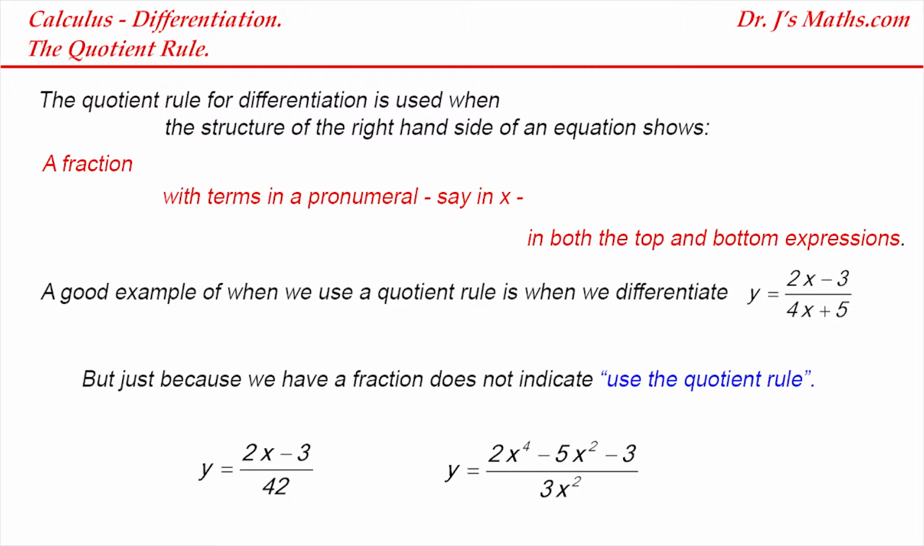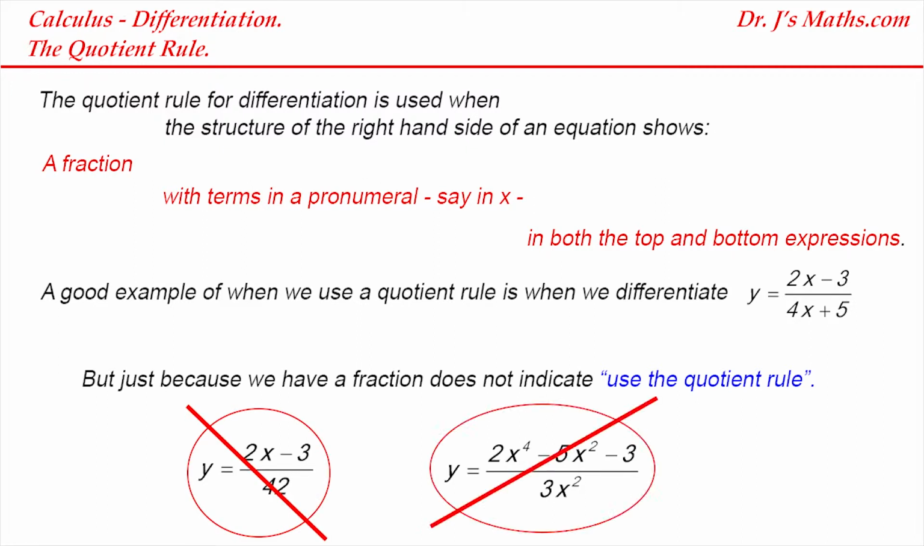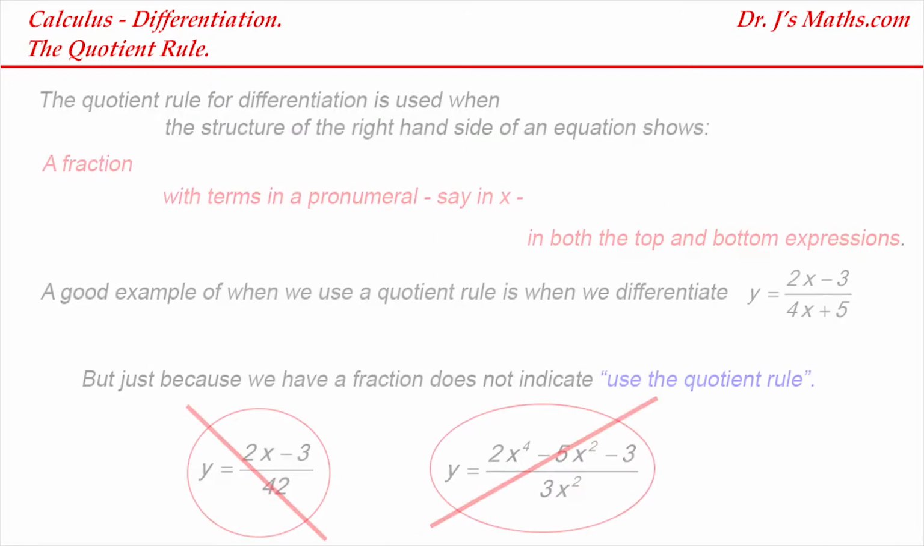And then we have minus 3 over 3x squared, which is minus 1 over x squared. We write that, of course, as minus x to the minus 2. Differentiate that, it becomes plus 2x to the minus 3, or plus 2 over x cubed. So in neither of these cases would we use the quotient rule.